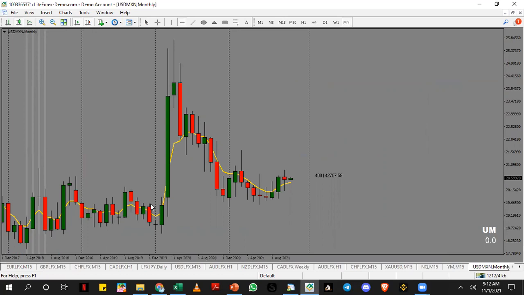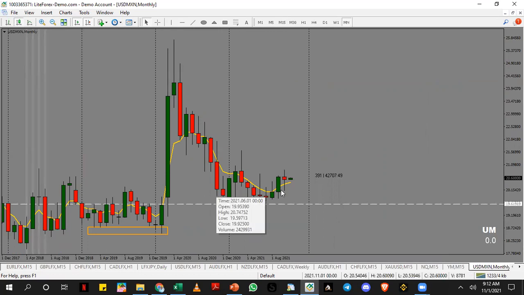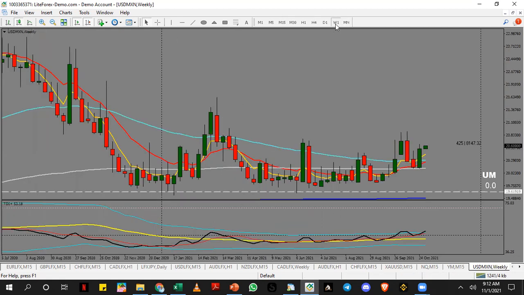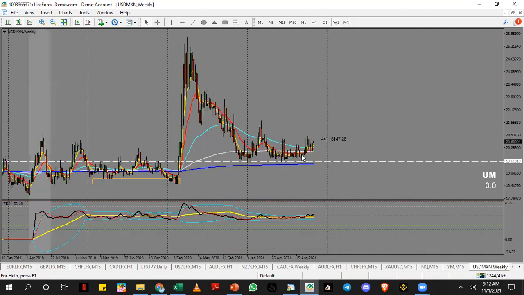We had an order block right there. See, we had an order block right on this area of support. And you can see on this order block, USDMXN formed a W here. So it formed an area of support on this order block. So it, on the weekly, it's even bigger.